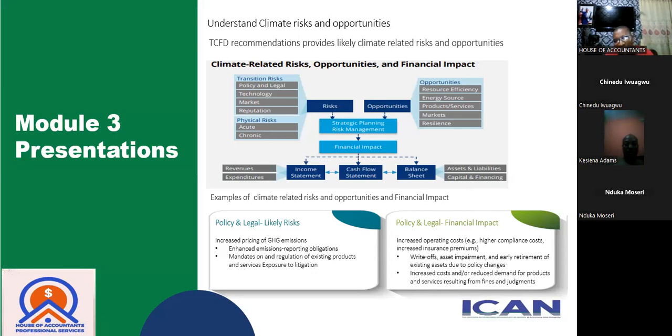So if you are unable to control this and you are asked to report all this in the financial statement, then it means you'll be having physical and you'll be having reputation risk. People will start saying that company, don't buy from that company again, because they will keep destroying our environment.